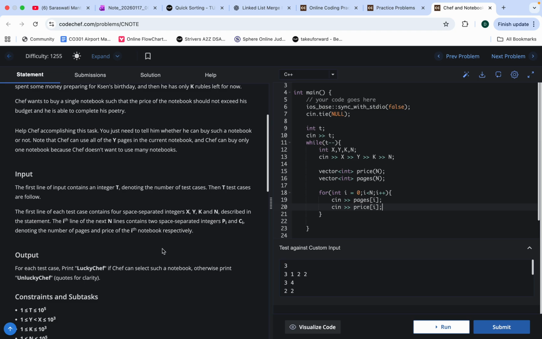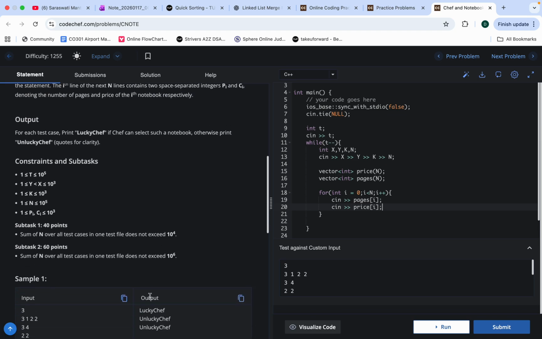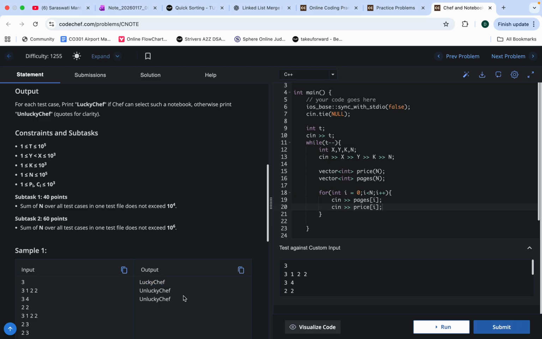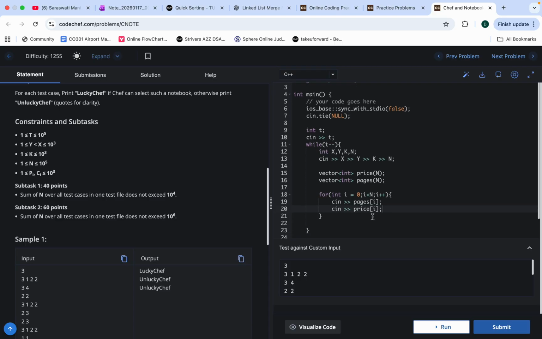The thing you have to write is that you have to give output as lucky chef or unlucky chef. Lucky chef means that he can buy a notebook that will complete his poetry, or it is unlucky because the chef is unlucky if he is not able to find the notebook. So we have taken the input, and this will be the code for the input.